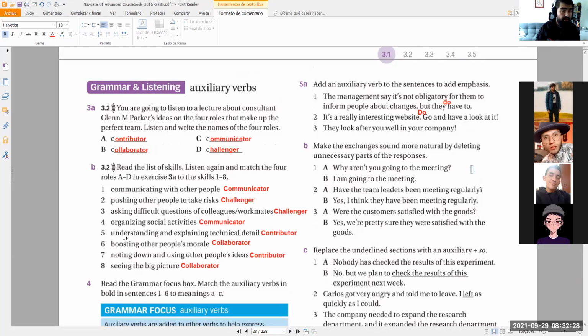I believe it is: they do look after you well in your company. Would you please repeat it? I'm sorry, Valeria. They do look after you in your company. Very good. They do look after you well in your company.